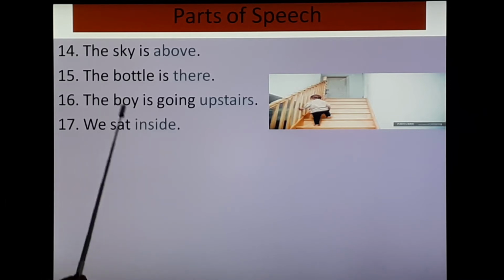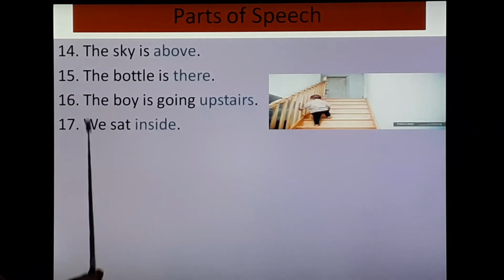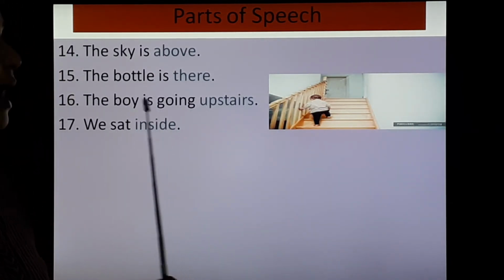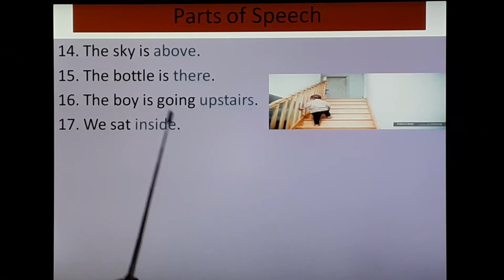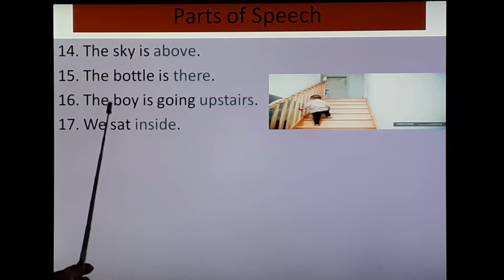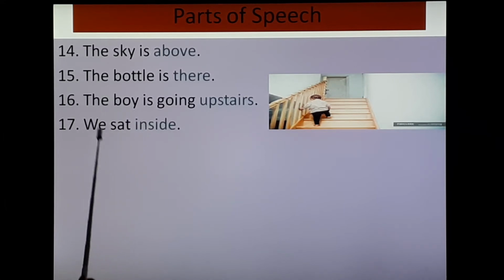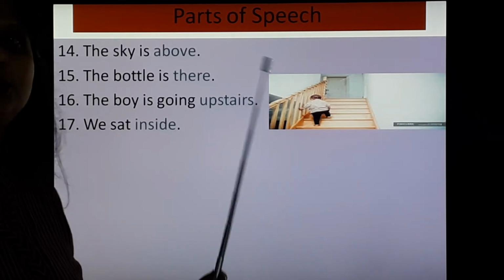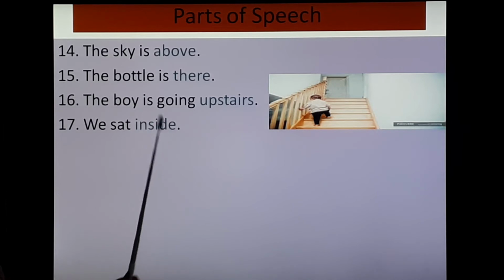We sat inside. Inside, outside. So here it is given, we sat inside. Sat is the verb, and inside is an adverb. Why? Because the word inside shows something you have to add to the verb, to the action. So inside adds something to the meaning of the verb sat. That's why inside is an adverb.